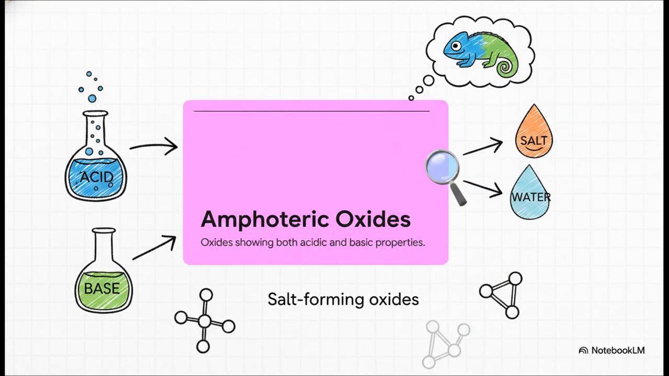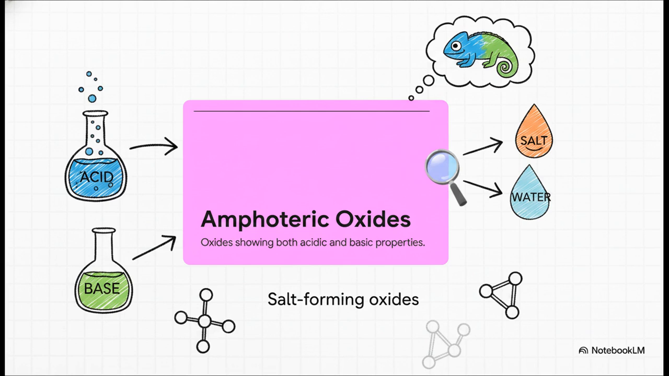link. Now, we also have amphoteric oxides, which are just super cool. They are the ultimate chemical chameleons because they can react with both acids and bases to form salt and water. A perfect example of this is aluminum oxide. If you introduce it to hydrochloric acid, it acts like a base. But if you introduce it to sodium hydroxide, which is a strong base, it suddenly switches gears and acts like an acid. Either way, both reactions ultimately yield a salt and water.